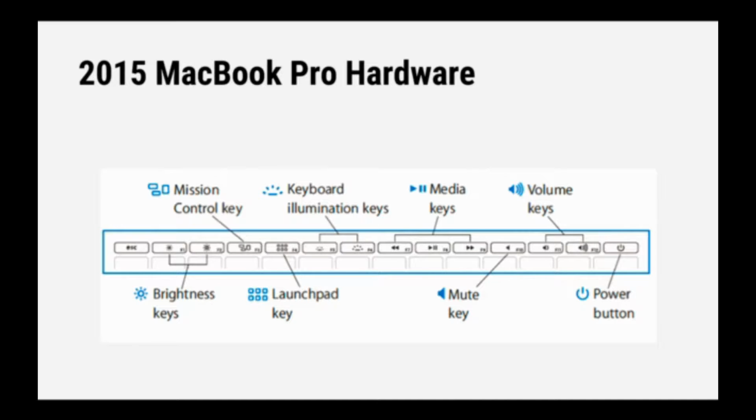The F5 and F6 keys are for changing the illumination of the keys on the keyboard. F7, 8, and 9 are your media keys, F10 is the mute key, F11 and 12 are your volume keys, and of course your power key rests on the right side.